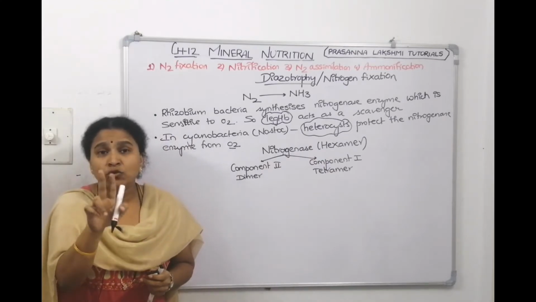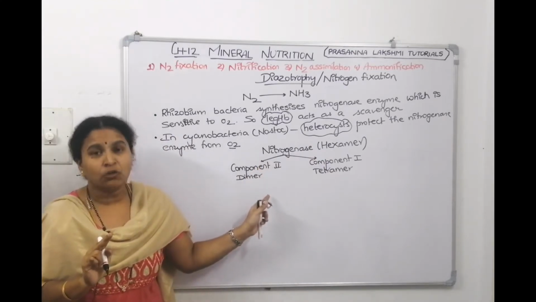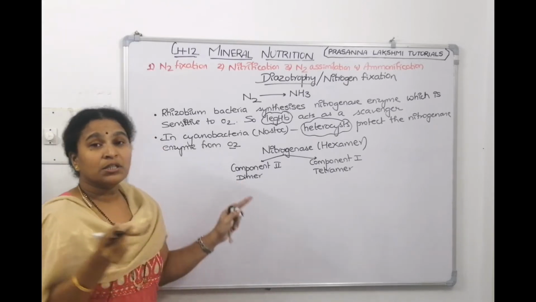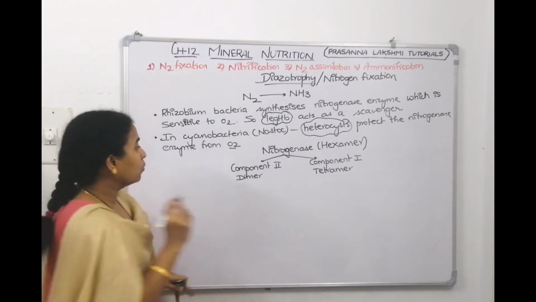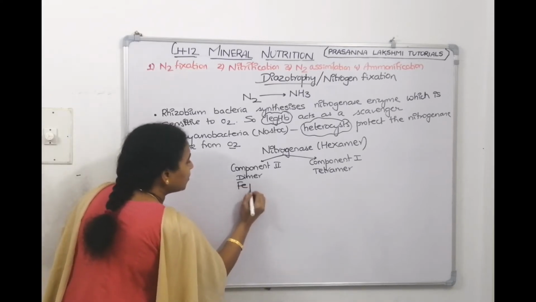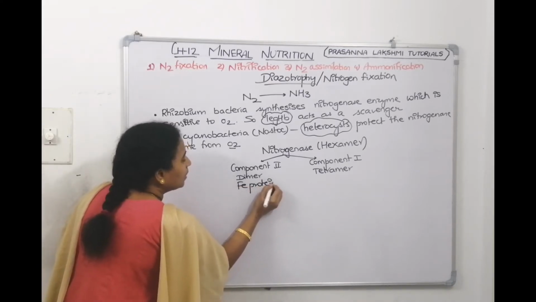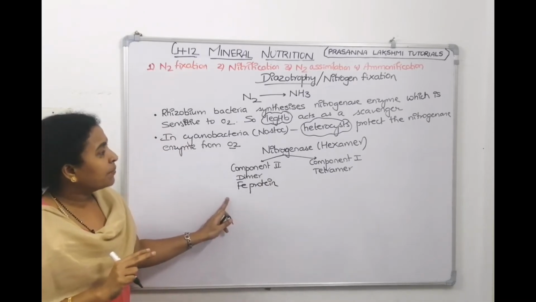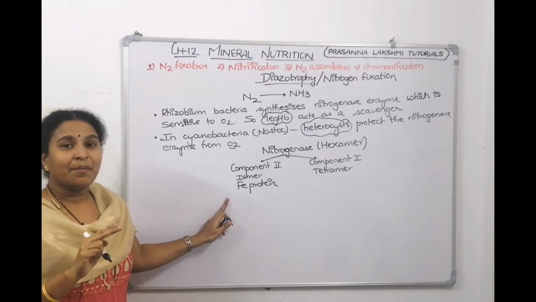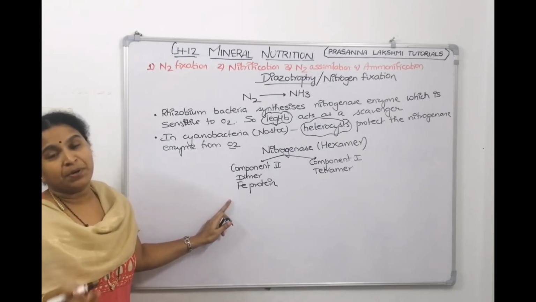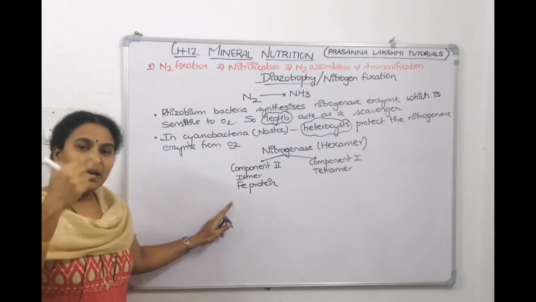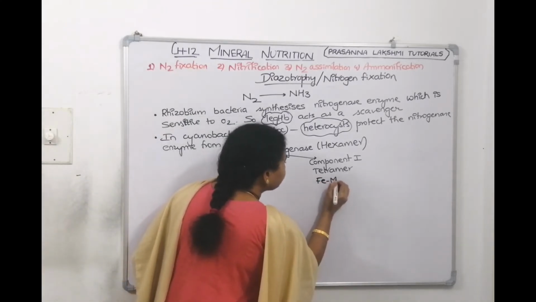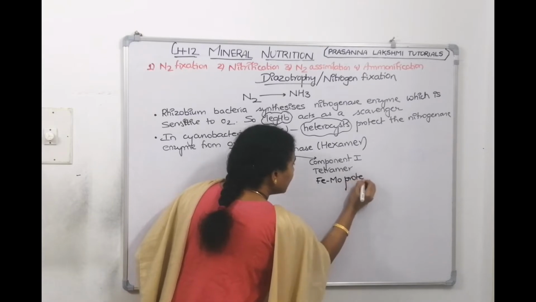Now, what are the 2 units which make up component 2? They are 2 iron molecules. Since component 2 is made up of iron, component 2 is also called the iron protein. 2 iron molecules will be there. Component 1, it is a tetramer. It is made up of iron molybdenum. One iron molybdenum, another iron molybdenum. So it is a tetramer. So it is called the iron molybdenum protein.